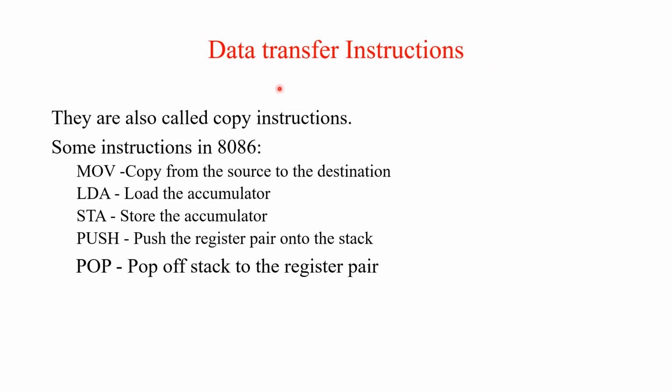Data transfer instructions are also called copy instructions. They are used to transfer data from one place to another, either between registers, memory, or other components. In the 8086 microprocessor, these operations move data but do not change the source. The move instruction copies data from the source to the destination.